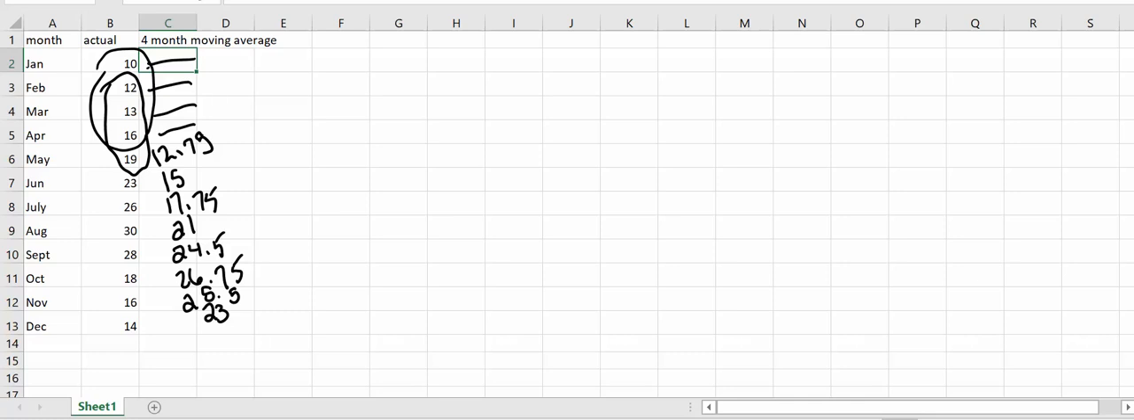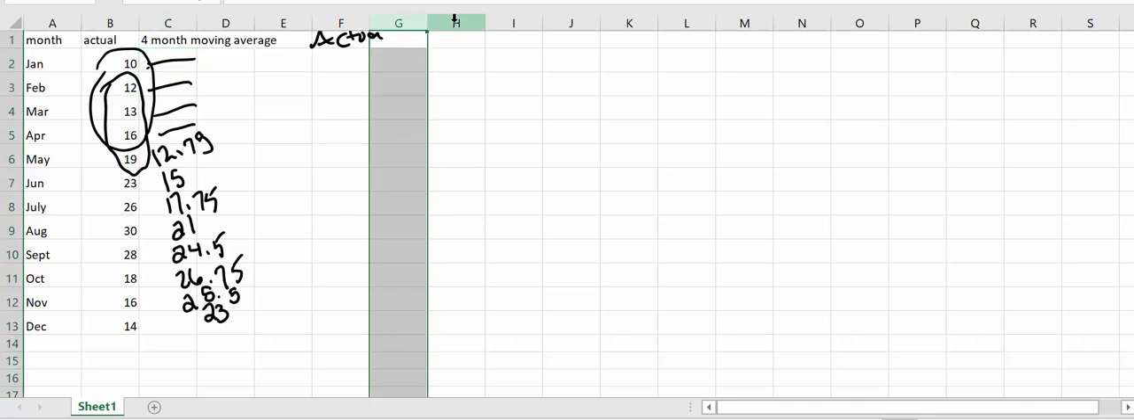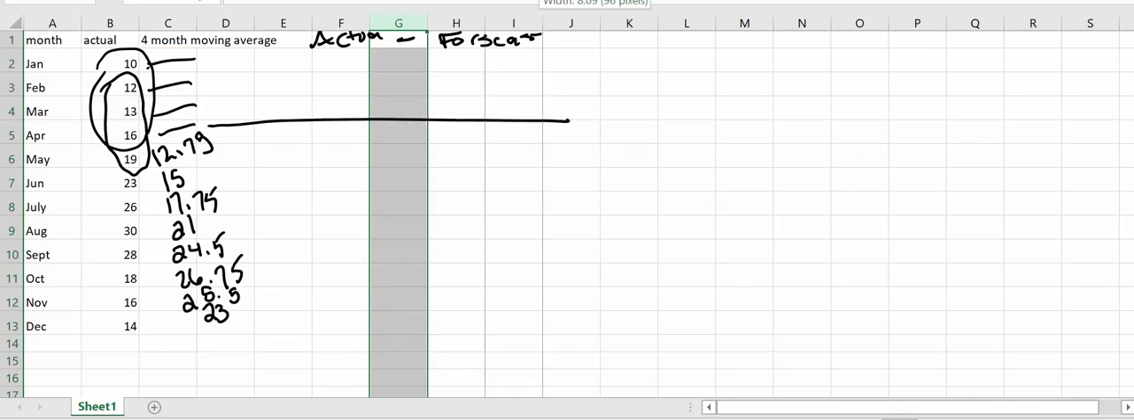Now, to figure out the MAD, we actually have to do some calculations. So the first thing that we have to do is we're going to take our actual sales and we're going to subtract the forecast from it. So again, for the first 4 months, there's nothing we can do. So come May, now we're going to take our actual sales of 19. We're going to subtract 12.75, which is going to give us 6.25.